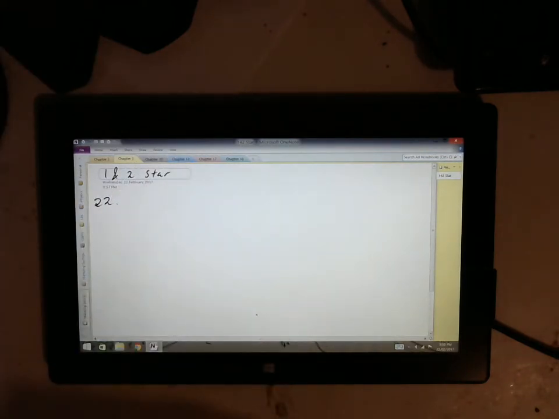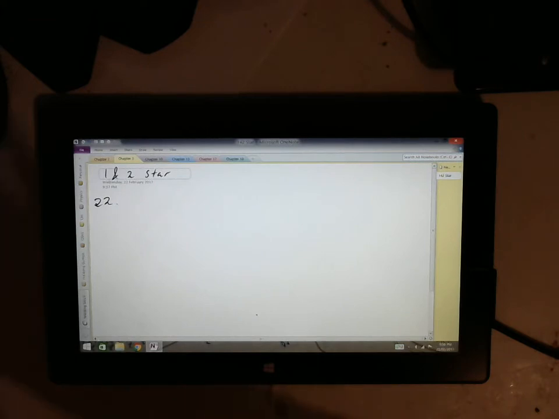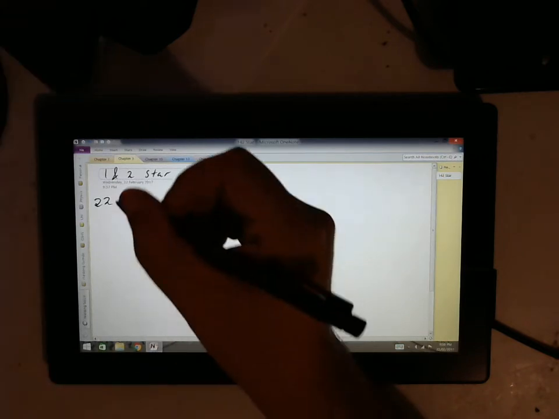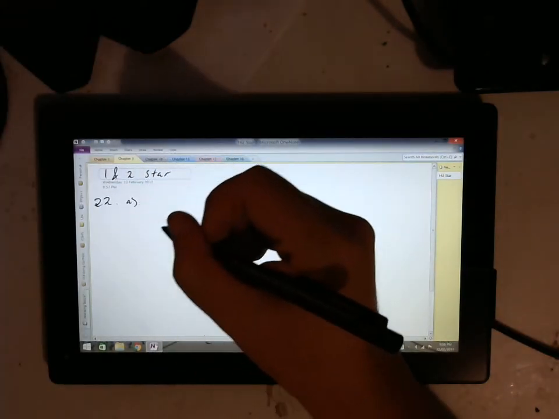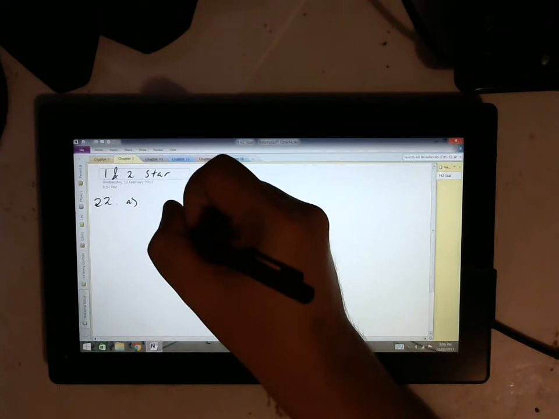Find the magnitude and direction of the resultant vector obtained by adding displacements of 4 meters east to 6 meters west, velocities of blah, blah, and a couple of other things. So we've got a whole bunch of different vector quantities there. So let's start drawing them out. So 22A, we have displacements of 4 meters east.